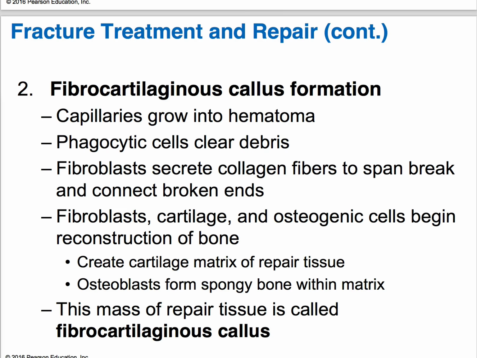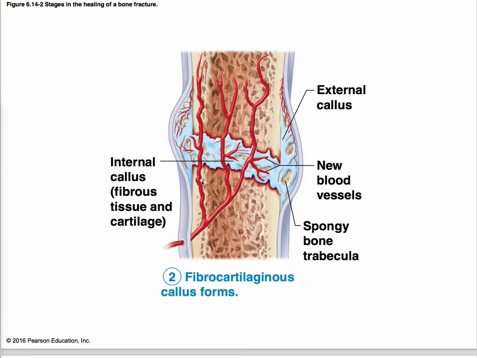And this cartilaginous matrix calcifies. So this entire mass of repair tissue is now called the fibrocartilaginous callus. So again, this is a splint. It acts as a splint between the broken bones.